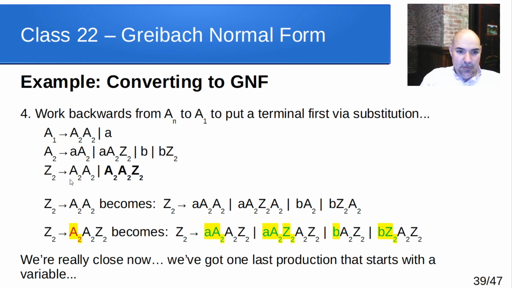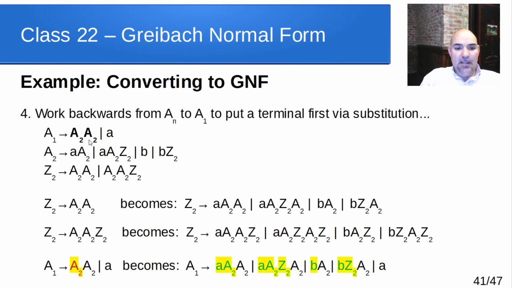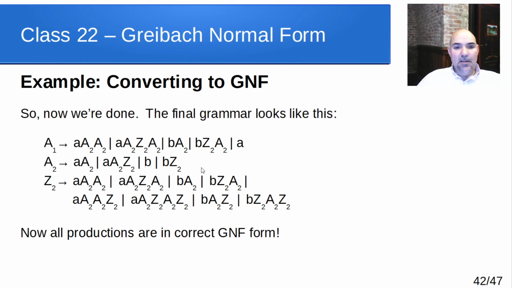We fixed these 2. A2, all of those were okay. And if we work our way backwards to A1, we've only got one last production that starts with a variable, and that's this A1 produces A2, A2. So we're going to fix that one. We're going to do the same thing. It's that A2 at the beginning that we substitute. The 4 possibilities for A2 get substituted in, and now we've got A1 producing all these, and there's our A left over at the end from that. All right, so now we're done, and the final grammar looks essentially like what we have here.